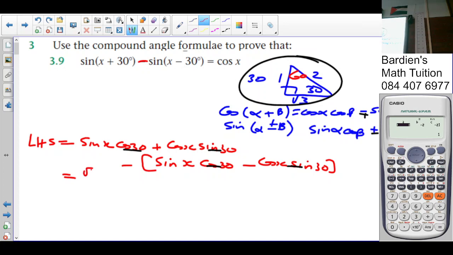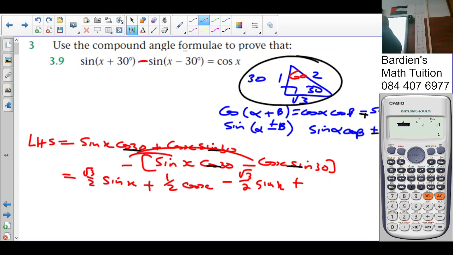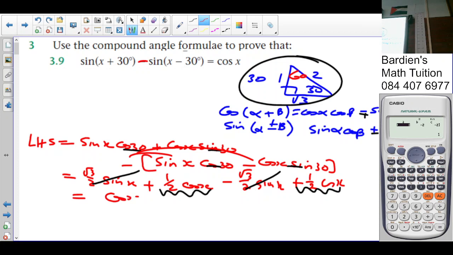So that is going to be root 3 over 2 sine x, plus a half cos x. Multiply the negative in, which is negative root 3 over 2 sine x. Negative times negative is positive, 1 over 2 cos x. So what we have is like terms again, that cancel. And what is a half cos x plus half cos x? 1 cos x. So it is cos x, which is equal to the right hand side.